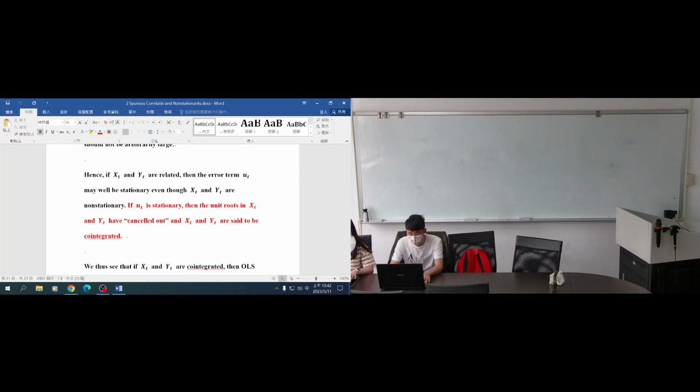Understand what I'm saying here? Although x and y are non-stationary, if in economics we confirm there is an equilibrium between x and y, then ut is just a temporary departure from the equilibrium, which is not big. Therefore, if you test ut and it is stationary, then the original regression model works. And this is what we call co-integration.